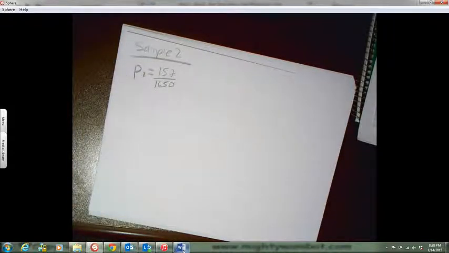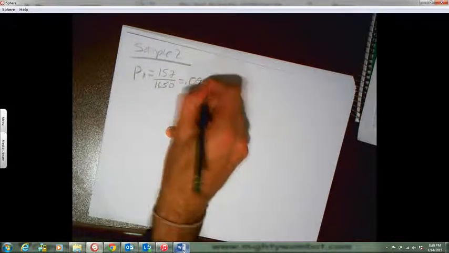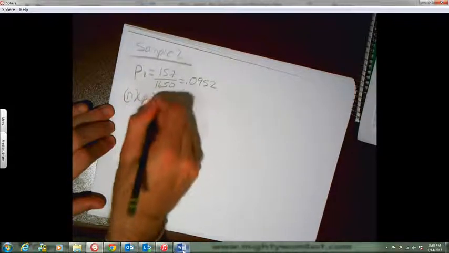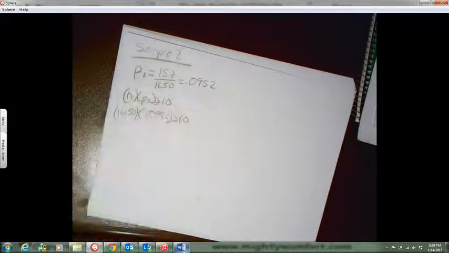Divided by 1650, 0.095. Okay, so n times P2 is greater than or equal to 10. N is 1650 for the second sample. P2 is 0.0952, greater than or equal to 10. Let's see what we get. 157, greater than or equal to 10, so that's good.